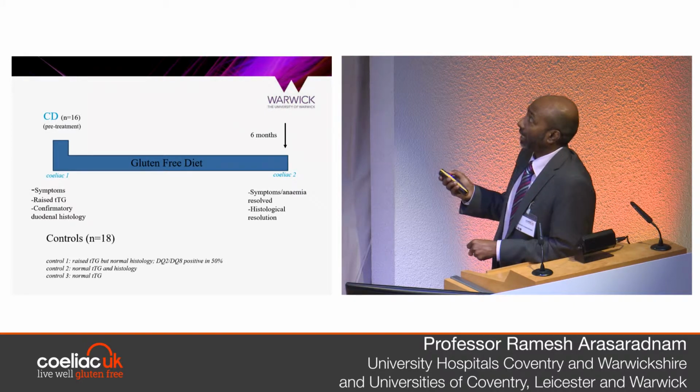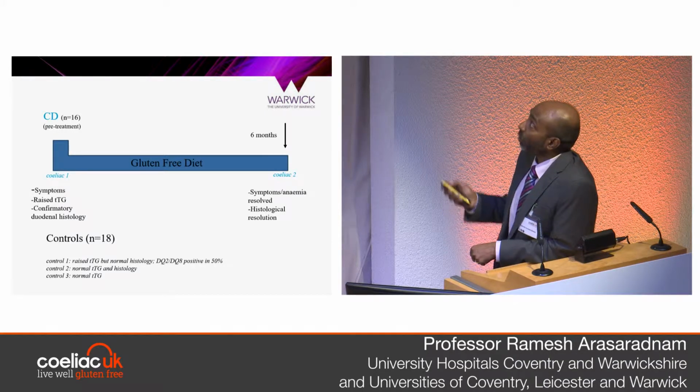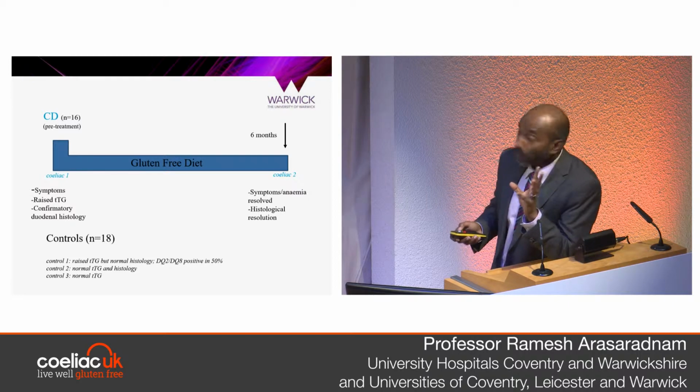About half of the anemia had resolved. We also confirmed that they had definite histological resolution. So the villus atrophy had been restored and was healed. So we termed this celiac 1 and celiac 2, and the relevance of that I'll come back to, so keep that in your mind.